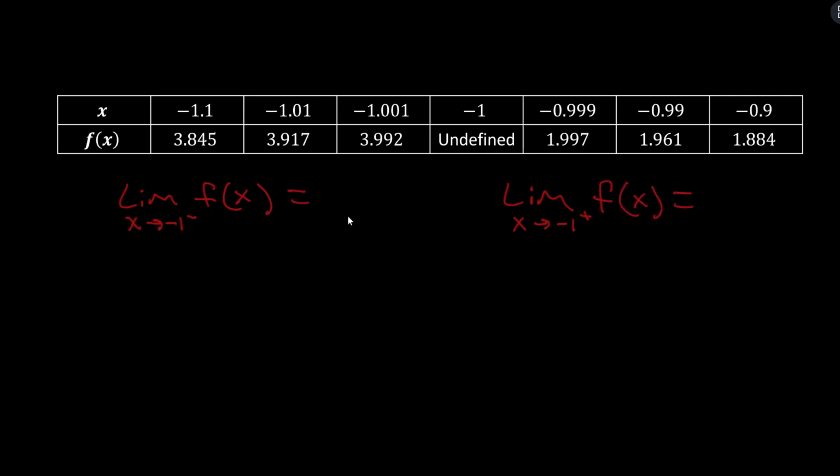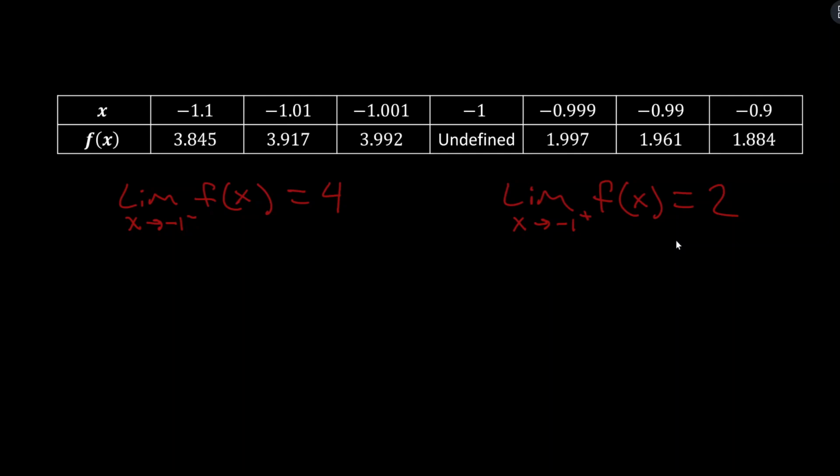So again, the way we are thinking about this is the limit from the left. As the x values get closer to -1 from the left, what do the y values seem to be getting closer to? I think a good approximation is 4. They seem to be getting closer to 4. From the right, as the x values get closer to -1 from the right, what do the y values seem to be getting closer to? That seems to be 2 as a good approximation.